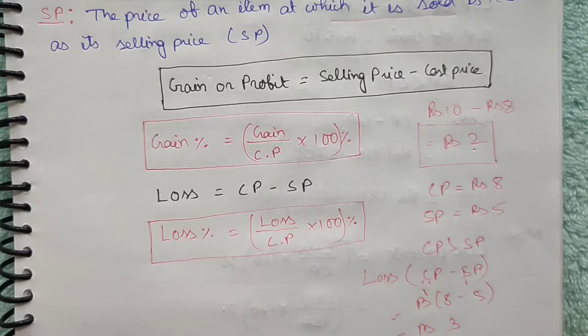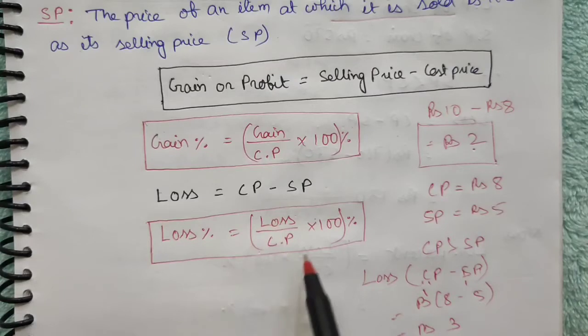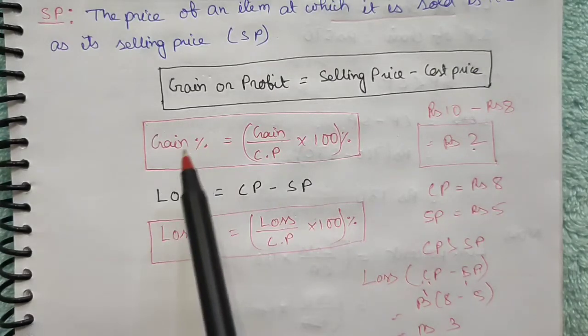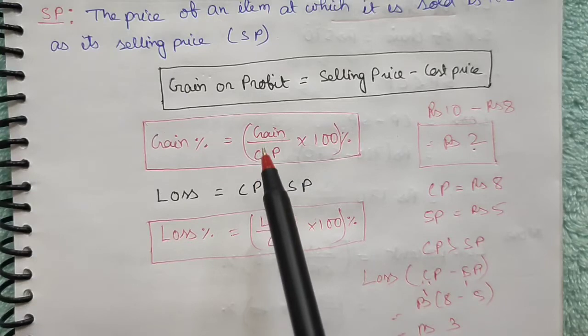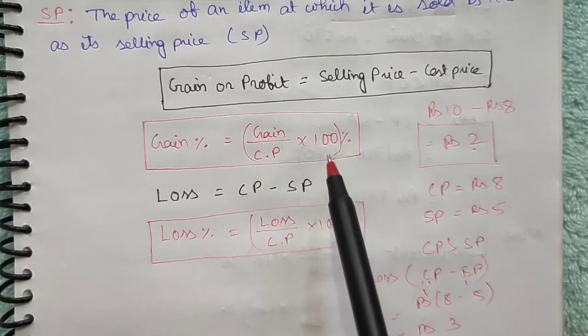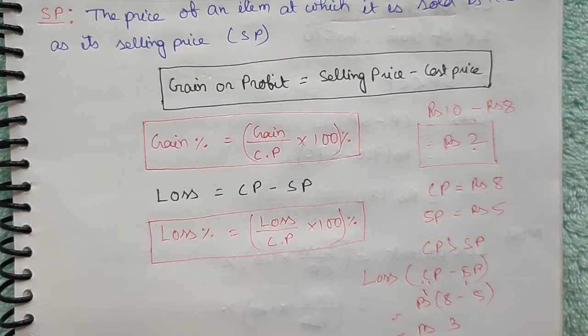The next is loss. Loss is CP minus SP. So loss percent will be the same, loss by CP into 100. I think you have remembered the two laws. Decrease percent is decrease by original value into 100, and increase percent is increase divided by original value into 100. I hope this is clear to you.